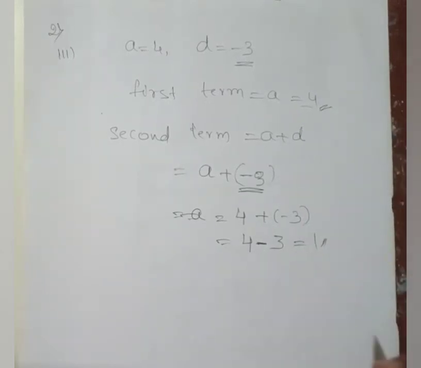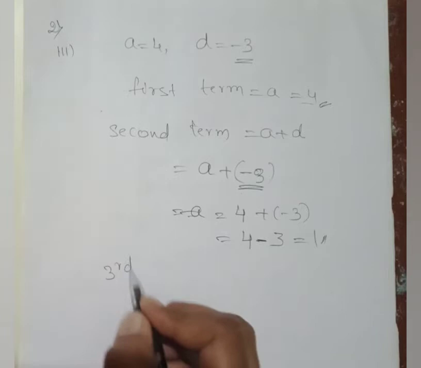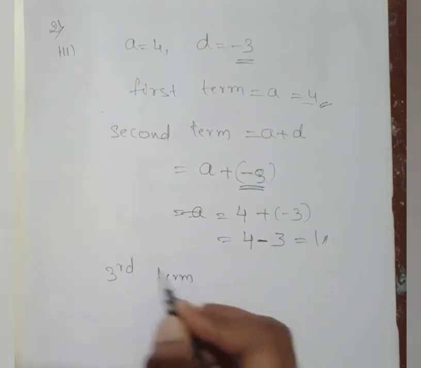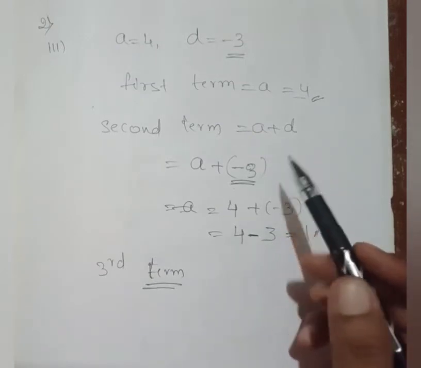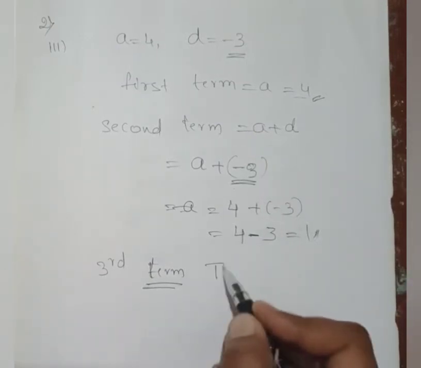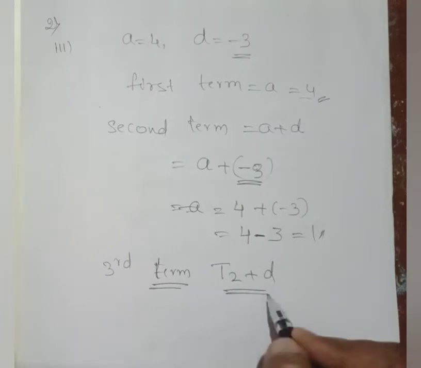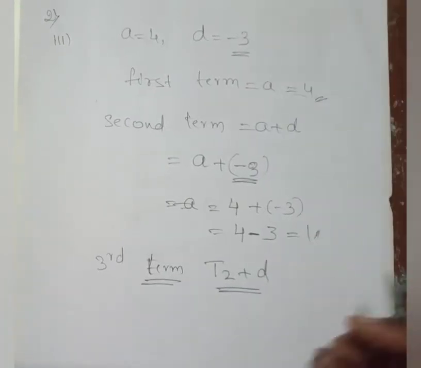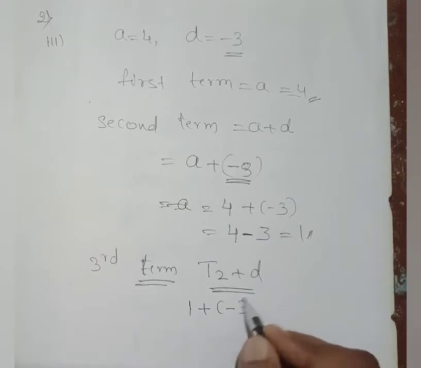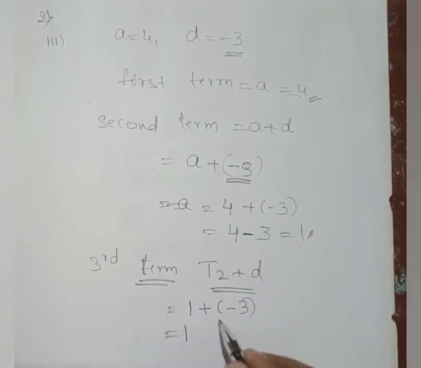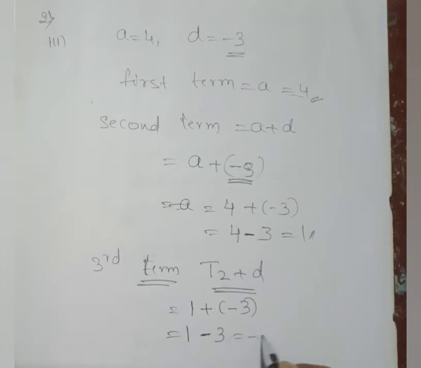The second term is 1. The third term, very simple, is found by adding the difference to the second term. So the third term is the second term plus the difference. The second term is 1, plus minus 3, which is equal to 1 plus minus 3, which is minus 2. So this is our third term.